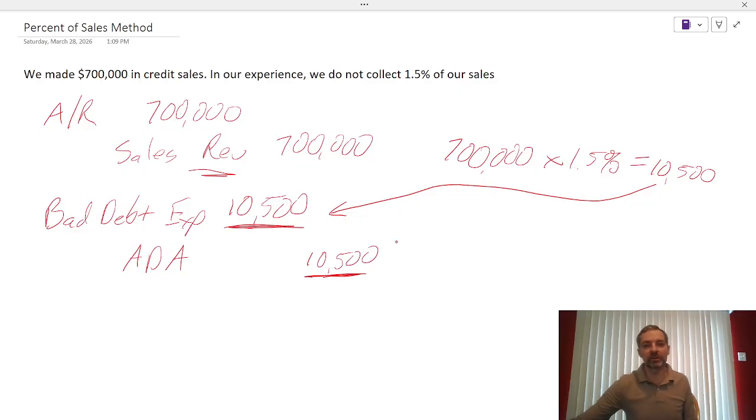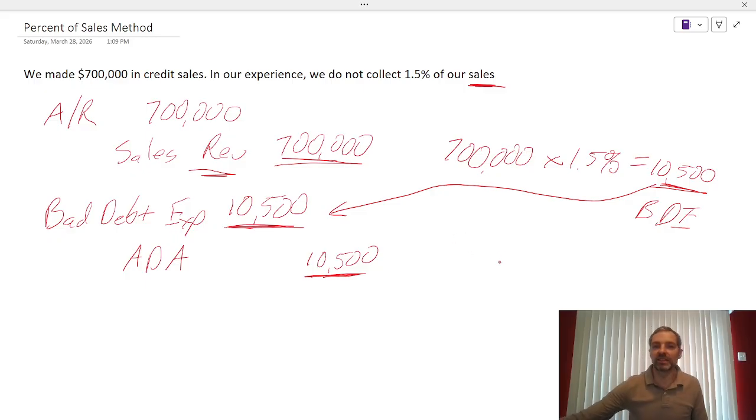This is often called the income statement approach because we are looking at the income statement to get all of our numbers. We looked at the income statement to get the sales number. So we said it's 1.5% of our sales. And then we directly calculated what was the bad debt expense. So the number we came up with was our bad debt expense. Usually we can just directly put that into the journal entry. We don't have to do any other calculations. We just say, that's our journal entry.